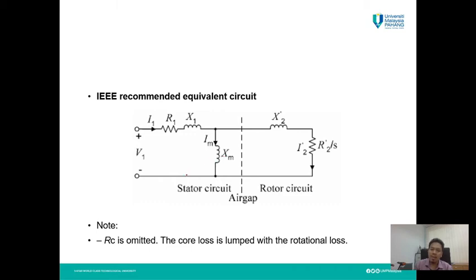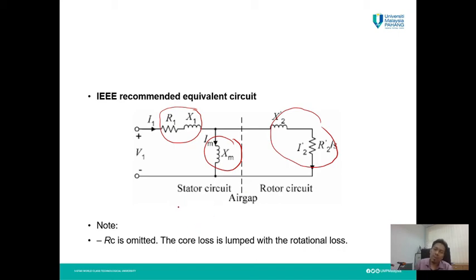So at the end kita akan dapat circuit macam ni lah. Okay, so we have V1, I1, R1, X1. Yang ni bahagian winding, stator winding. Yang ni adalah core. Yang ni adalah bahagian rotor lah, X2, I2, R2 prime.